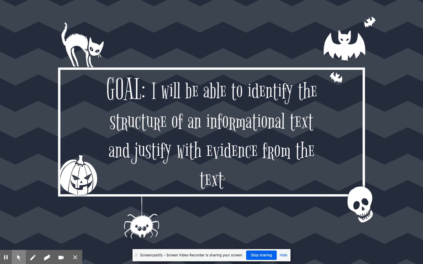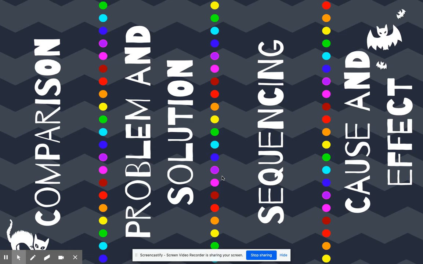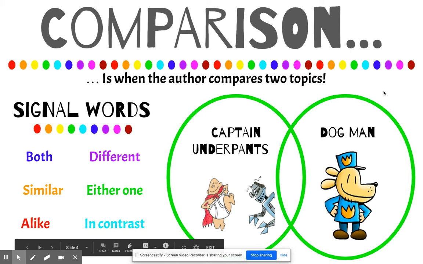Okay, these are the four types of text structures that we are really working on throughout this process. There is another one called description, and that is where the author just gives information about a topic. That's an easier one to identify, so we haven't really touched it yet, but these are the four that I want us to get really comfortable with: comparison, problem and solution, sequencing, cause and effect.